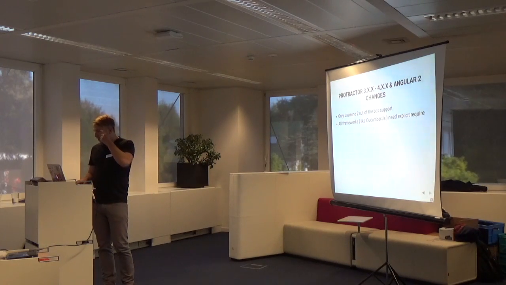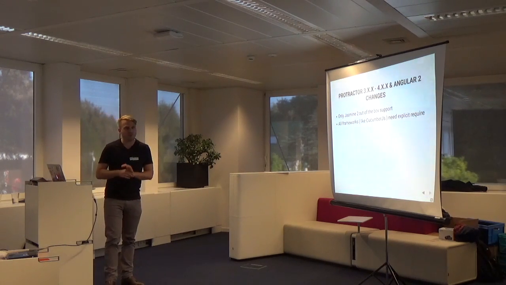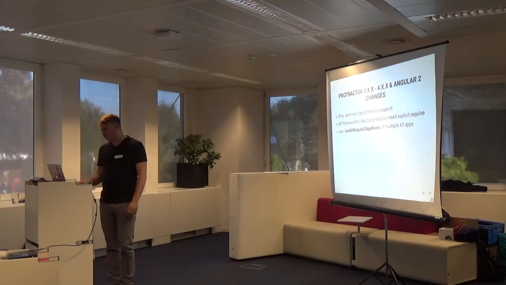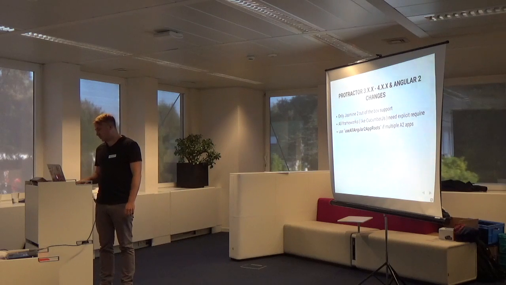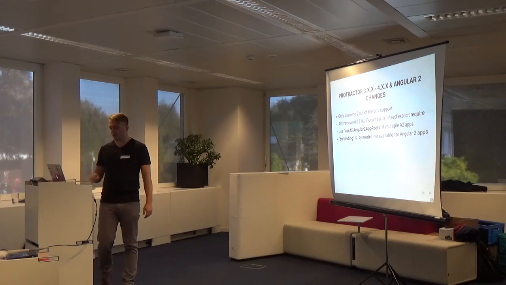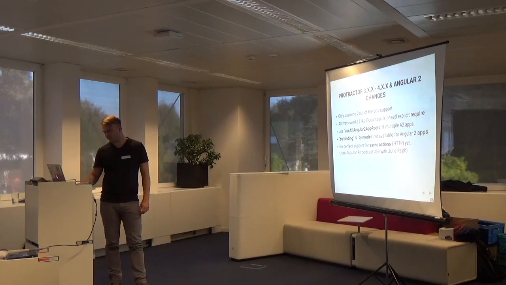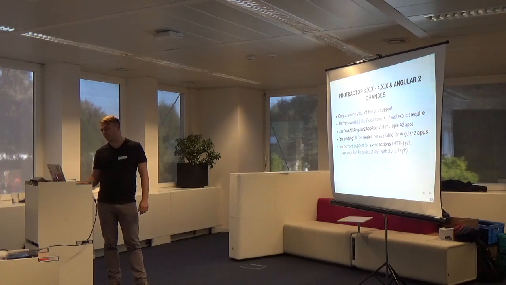There are some fundamental changes in Protractor 3 and 4 compared to Protractor 0 to 2. There's only Jasmine 2 out of the box support, and all other frameworks, like CucumberJS, you need to explicitly import them. You can also test multiple Angular 2 applications on your page. And as I said before, by.binding and by.model are not available for Angular 2 applications. There's also no perfect support for async actions yet.